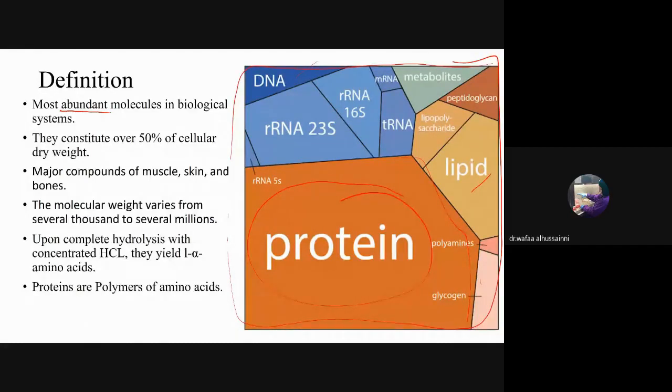فإذا البروتينز هي تشكل 50% من مكونات الخلية الجافة مالتنا. Okay? This means these are very important molecules. This means our biological system depends on those molecules in a very big way. They are major components in the muscle, in the skin, and in the bones.